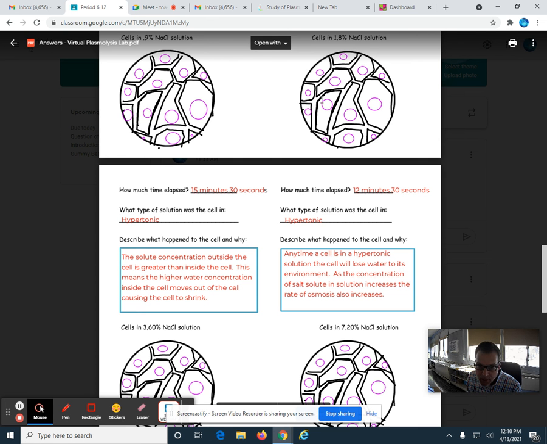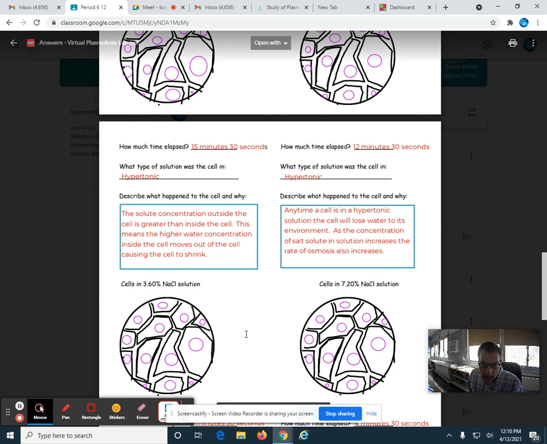The plasma membrane shrunk away from this rigid plant cell wall, and so it kind of collects all that solute in there, which cannot pass through the cell membrane. So these are good pictures for that, and these different descriptions.